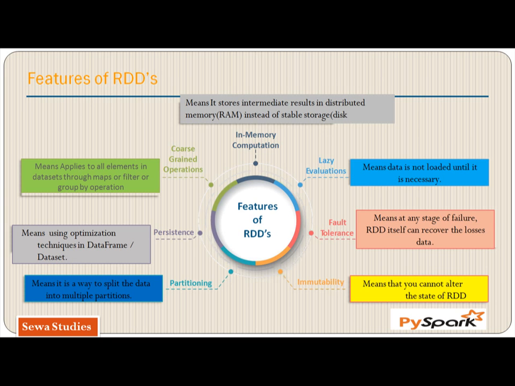Next, the operation is applied to all elements in the dataset through map, filter and group by operations.